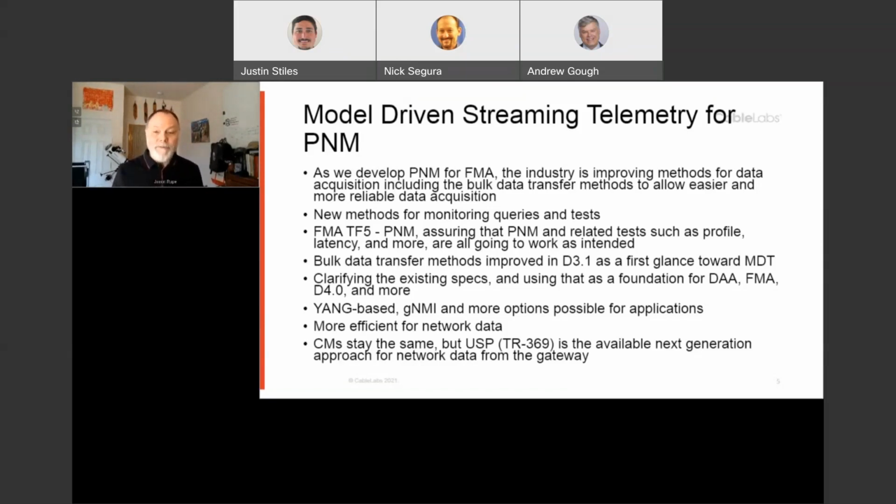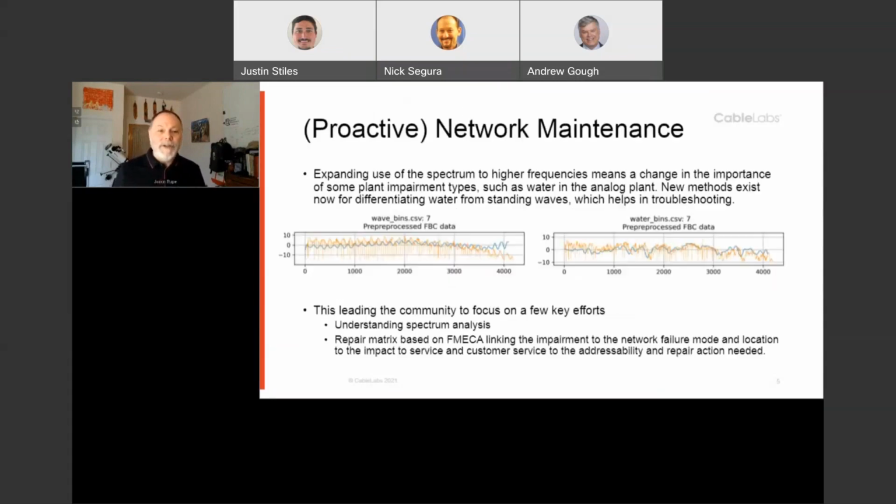That's going to be much more efficient for network data acquisition, but everyone's going to have plenty of time to get there. At the same time, the cable modems are going to essentially stay the same, but we have USP, part of TR-369, that's really going to create that next generation data acquisition approach too. That's not going to spell the end of everything, of course. You've got lots of things going on the optical side. You've got a future where you're going to have IoT involved. So that's not going to be the answer for all, but we see a lot of these things coming into more of a streaming approach and a next generation data acquisition approach. So the future is going to be much more efficient to get there.